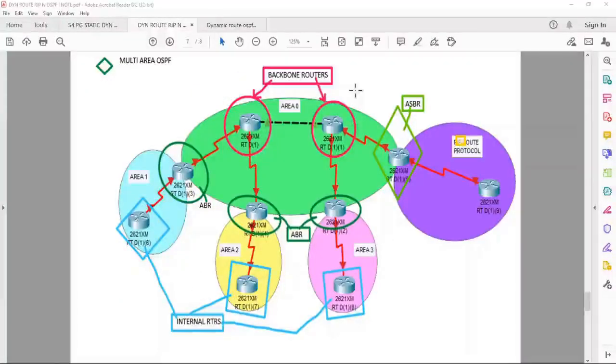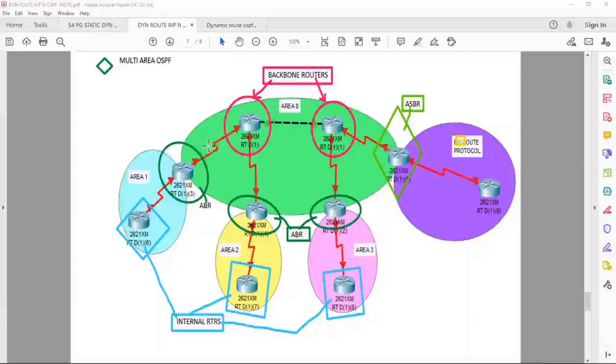Here's how the OSPF area concept goes. For example, area 0 is the backbone area. In any OSPF topology, the backbone area is a must. In the backbone area, the routers are shown here, and all their interfaces come under area 0. Here also, in router 2, you can see all of its interfaces are in area 0, so you can consider it a backbone router.